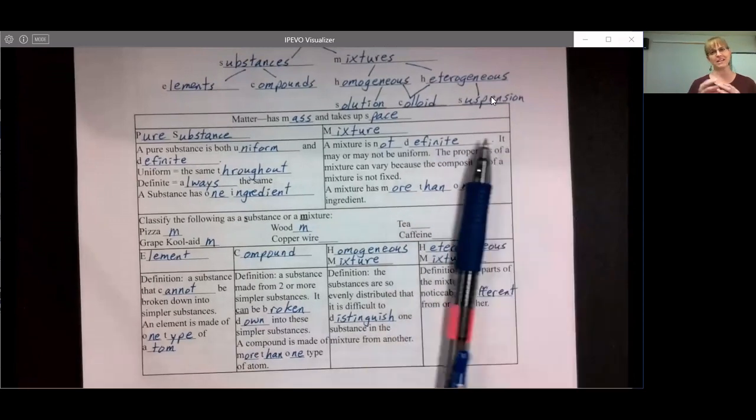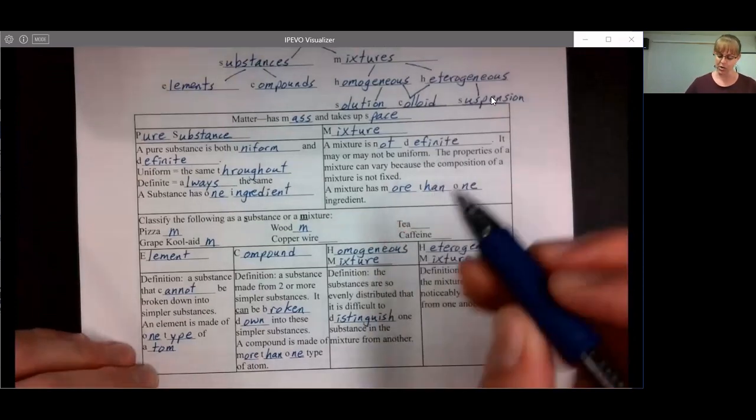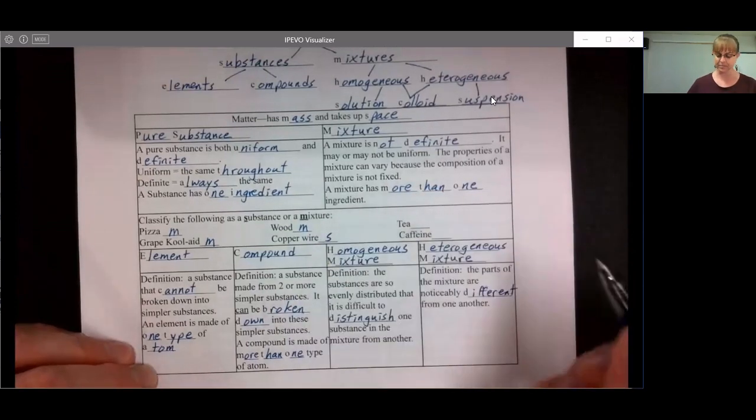Now, not including the plastic coating on a copper wire, but just the copper itself. Is that wire the same all the way through the entire wire? Well, sure it is. And is copper wire the same no matter whether you get it from Lowe's or Home Depot or Walmart? Sure it is. So copper is a substance.